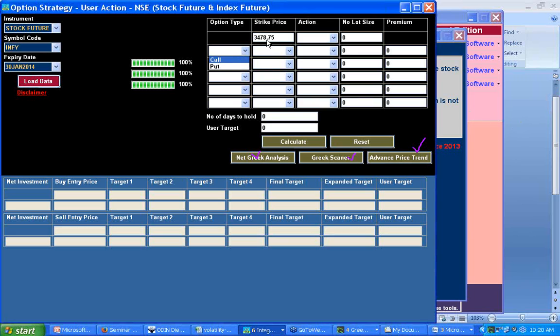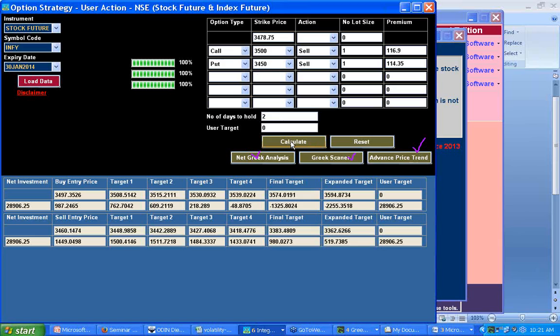So this is 3478. I am going for a call option 3,500, and I am selling 1 lot. I am going for a put option, say 3,400, or 3,450, and I am selling 1 lot, anticipating that tomorrow post result it is going to give me a good gain. Suppose I hold for 2 days, so I am going to calculate in this order. This is what it gives me as the profit graph.